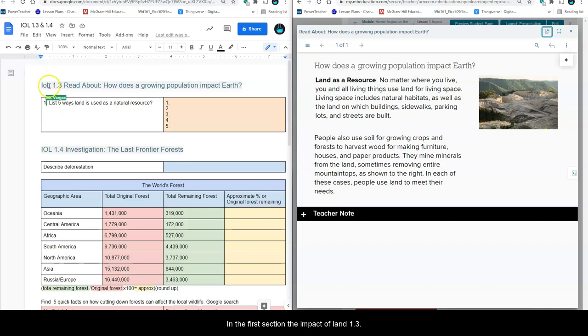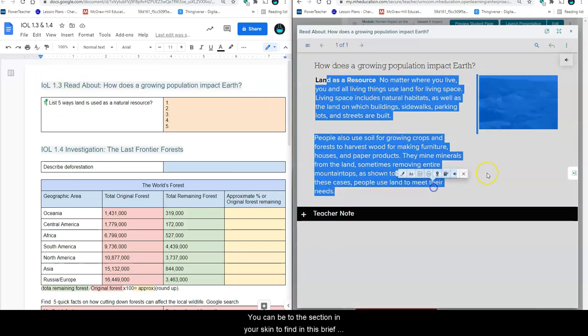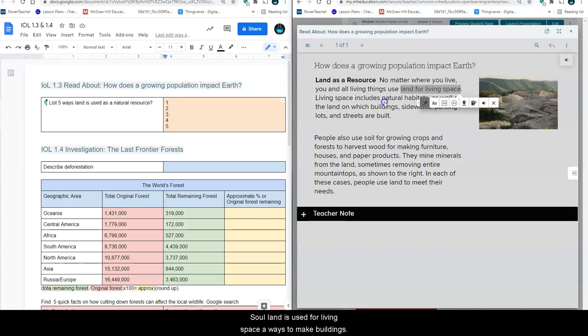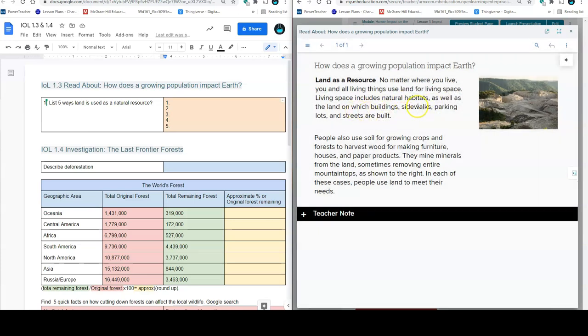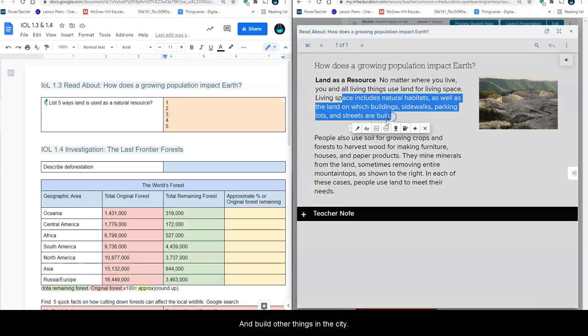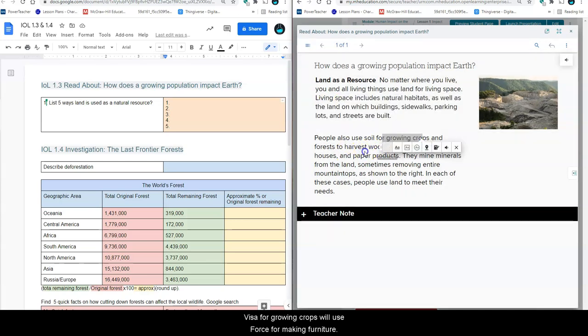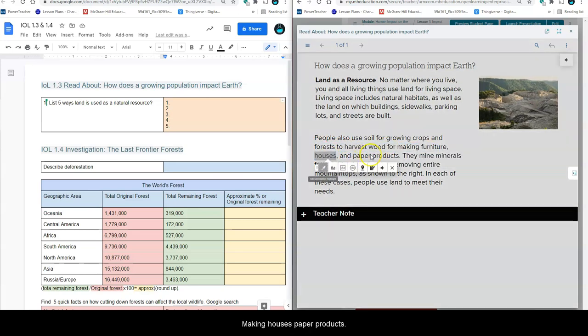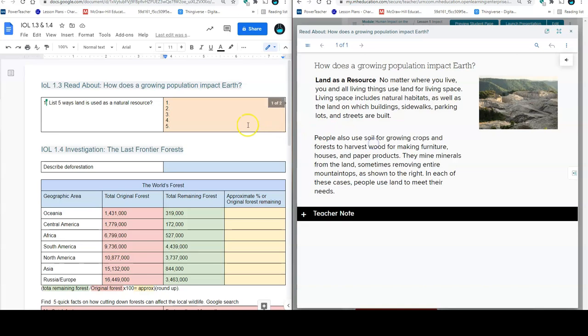So in the first section, the impact of land 1.3, you can read through this section, and you're just going to find in this brief little section 5 different ways land is used as a natural resource. So land is used for living space. We use it to make buildings and build other things in the city. We use it for growing crops. We use forests for making furniture, making houses, paper products.